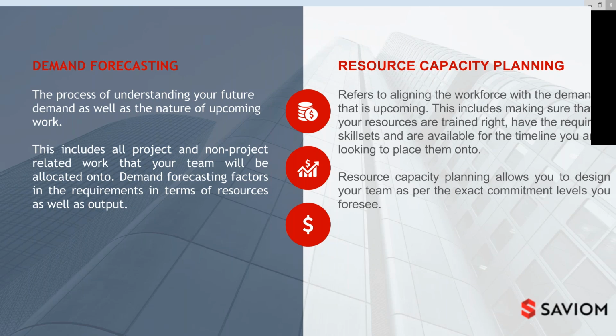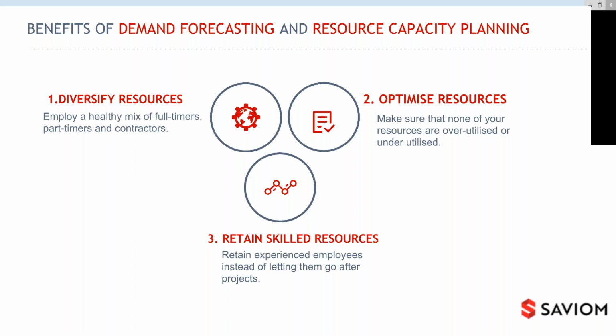I've summed up the capacity planning side in about one sentence. Resource capacity planning essentially allows you to design your team to the exact commitment levels you foresee. I really like that line. That essentially covers the whole component of it. You design it in the exact way that you require. You're not having too many people. You're not having too few people. You have the exact amount, so you're not spending too much, or overworking your current staff. But anyway, we'll jump into that. So that covers the core concept of it.